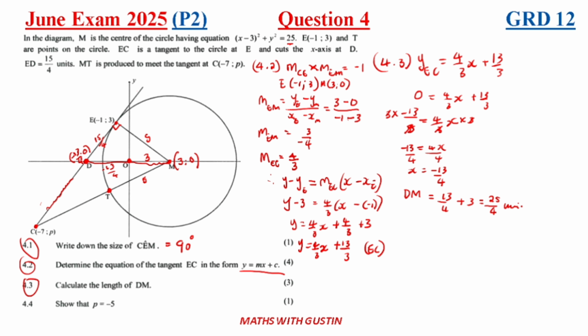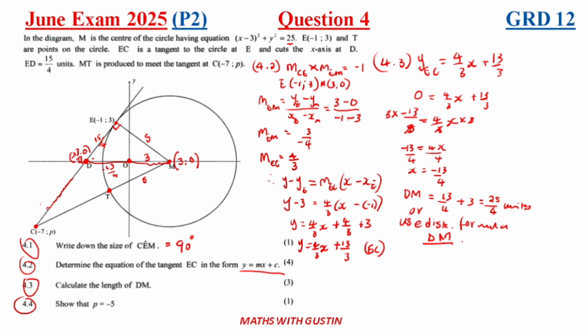So even if you use the distance formula between D and M, you should get the same answer. Please let me know in the comment section if you used the distance formula, did you get the same answer or not? Okay, and then 4.4, they said show that P is equal to negative 5.